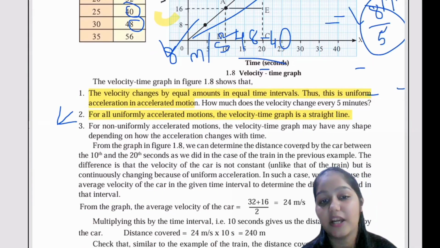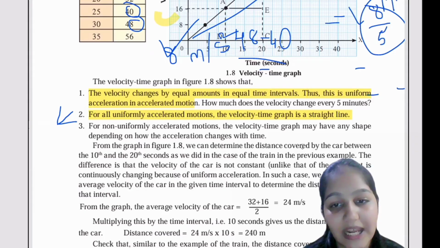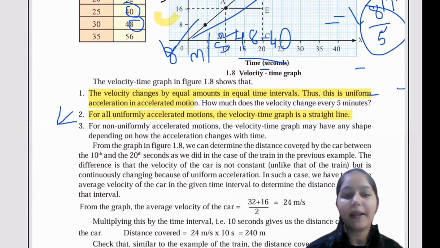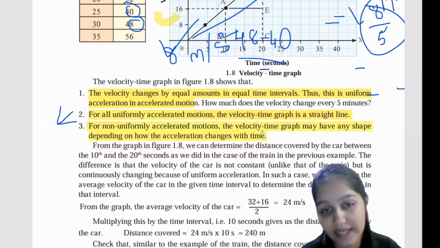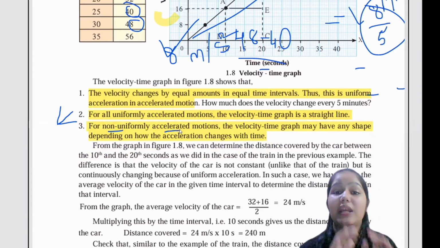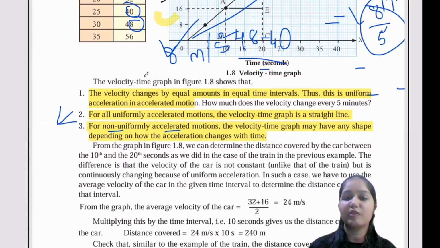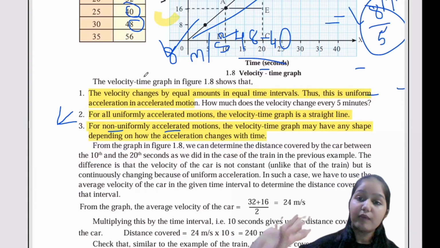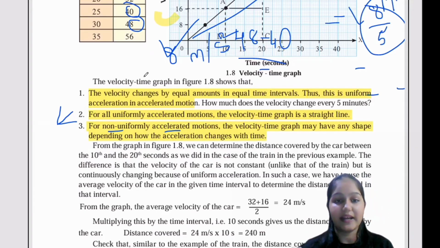For non-uniform accelerated motion, meaning there is no uniform acceleration, the velocity-time graph may have any shape depending on how the acceleration changes with time. I hope you understand this. If there is no uniform acceleration, there is no specific interval of acceleration. Here it was specific, 8/5, 8/5, 8/5 for each, but there it is not 8/5, and any different interval can come. Means in one it comes 3/2, in the second 4/5, in the third 5/6. Whatever it is, there is no uniformity in acceleration.